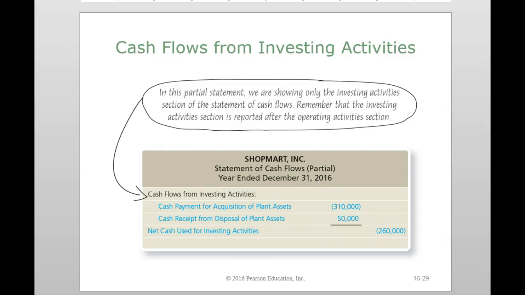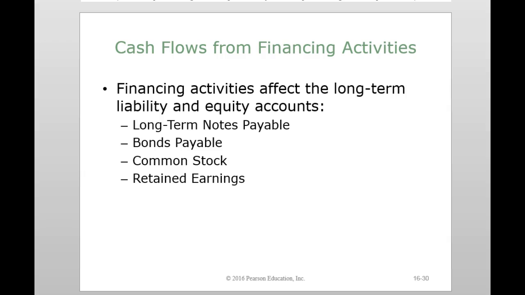Next thing they looked at is they made a payment for the acquisition of some plant assets, and they spent $310,000 for that. So that's a use. So when you compare these two, you have a net cash used by investing activities of $260,000. That takes care of that section. Now we'll move on to financing, and you'll look at long-term notes payable, bonds payable, common stock, and retained earnings, the changes in those. So let's see what we had.